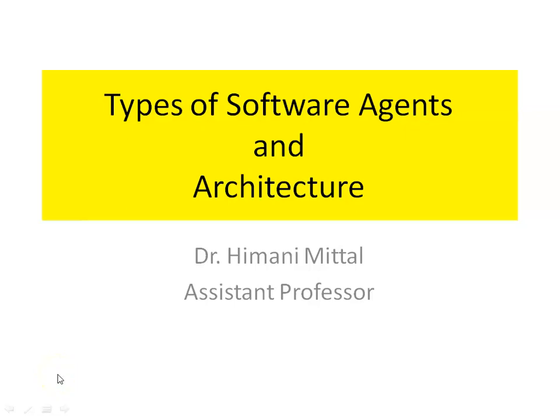Hello friends, in this video we will discuss the various types of software agents or agent architectures. Software agents are also known as intelligent agents because they make decisions on their own and help their clients, and therefore they are known as intelligent.